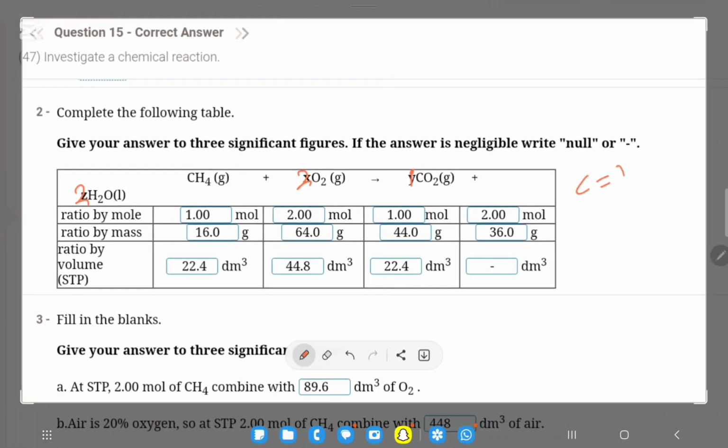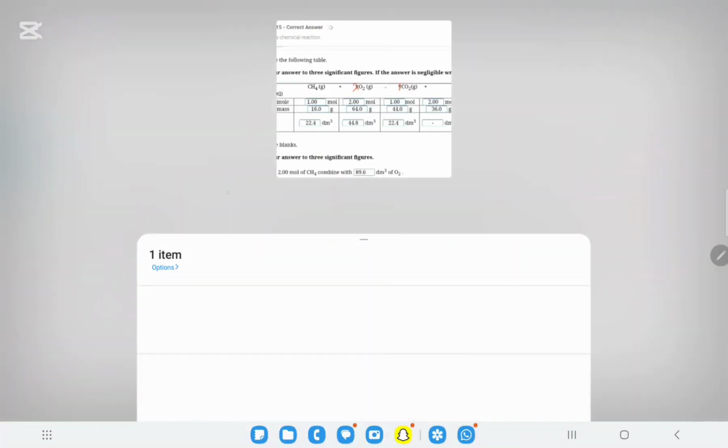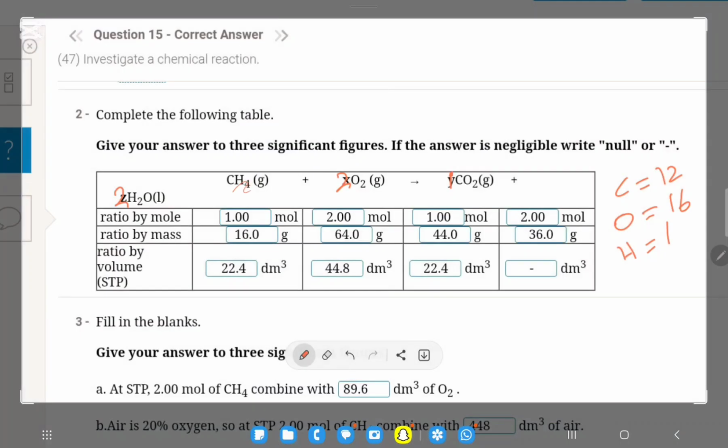C is 12, O is 16, and H is 1. First we have CH4: C is 12 plus 4 times 1. There is no coefficient, we just put 1, so we get 16. They want 3 significant figures, so don't forget to put the zeros: 16.0.